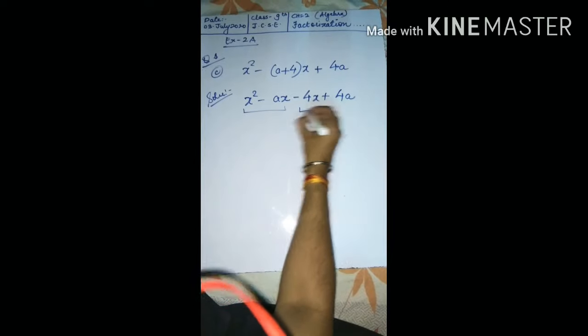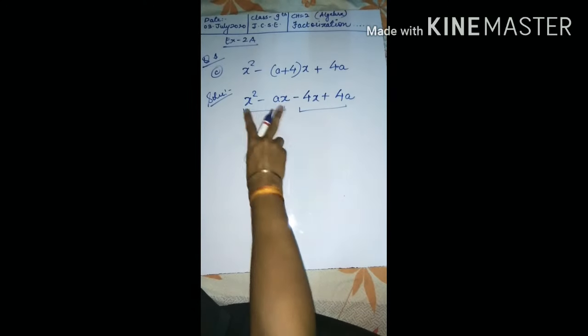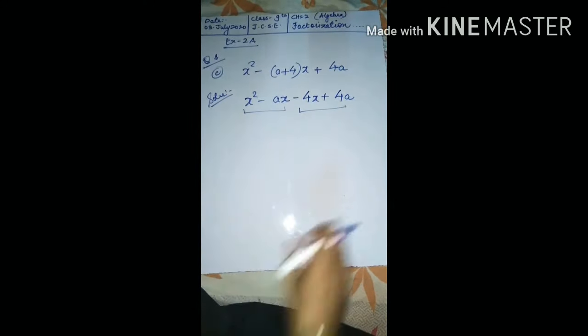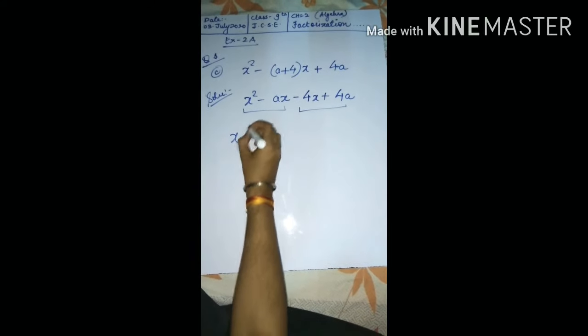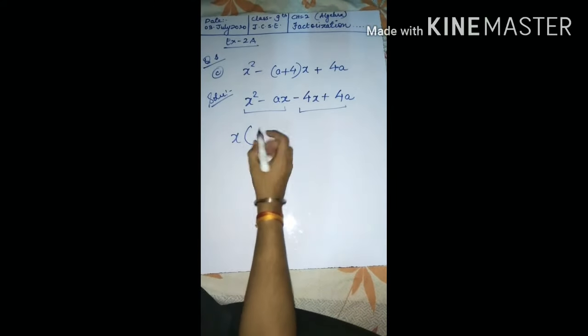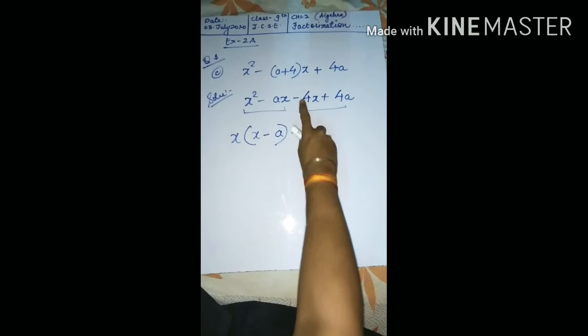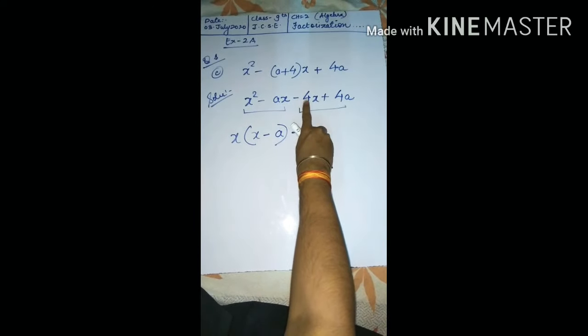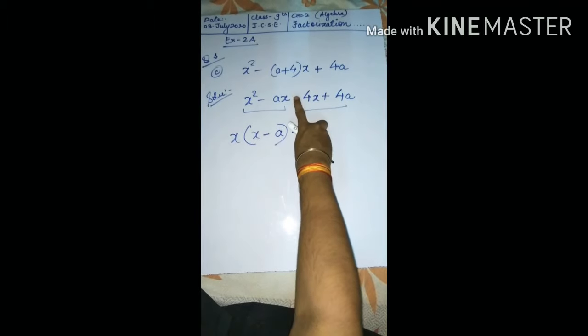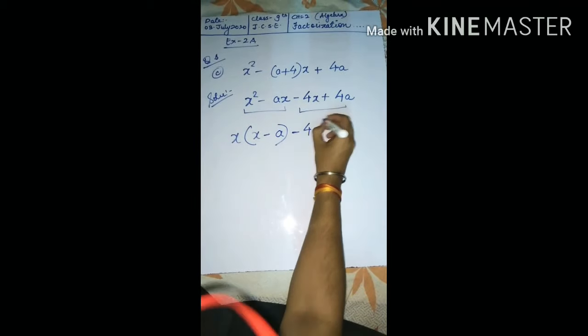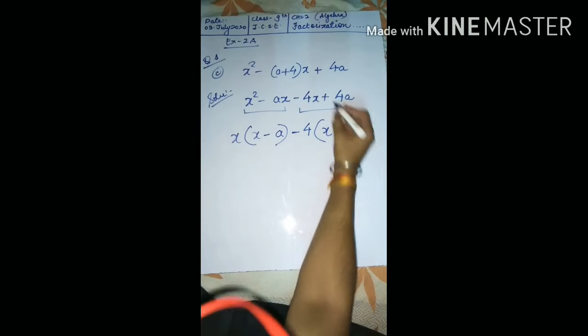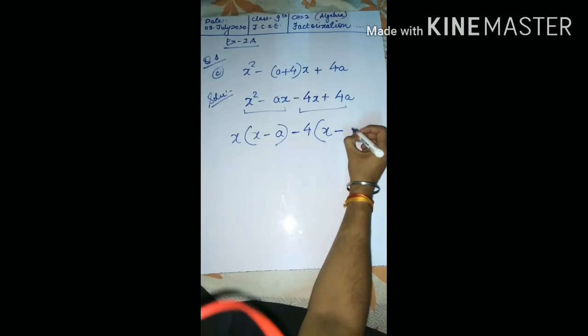From these two and these two we are going to take common. From these two, what can you extract more and more? That is x you can extract. So taking x common, here you are left with x minus a. Now you can take minus of 4 common, so minus of 4, you are left with x. This positive will become negative minus a.